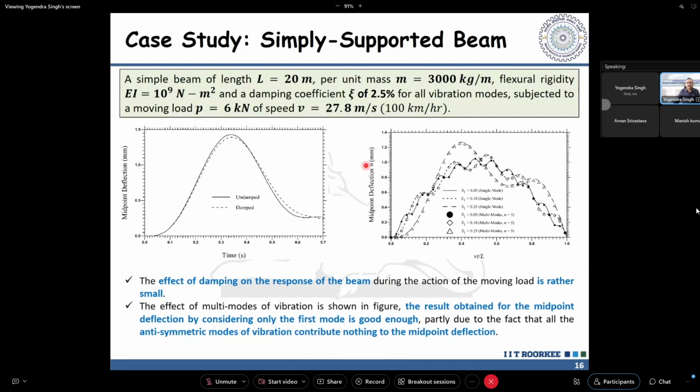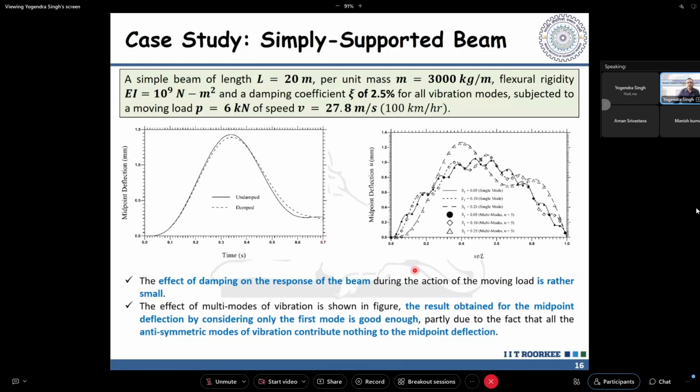Now, another case study, that of a simply supported beam again, and here the span is 20 meter and other details are also given. So there is a simply supported beam, and what is studied here is how the peak response or the mid span response is varying with speed and with time. The first one is showing the variation with time, and you can see that for the same bridge, when the load is moving, you get a peak and then again it reduces, and then there will be free vibrations after some period. So this is the mid span deflection of that bridge.